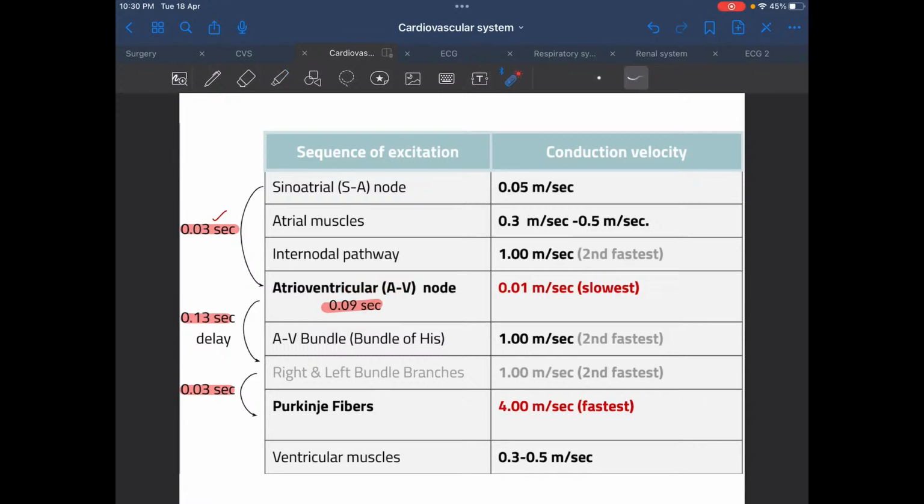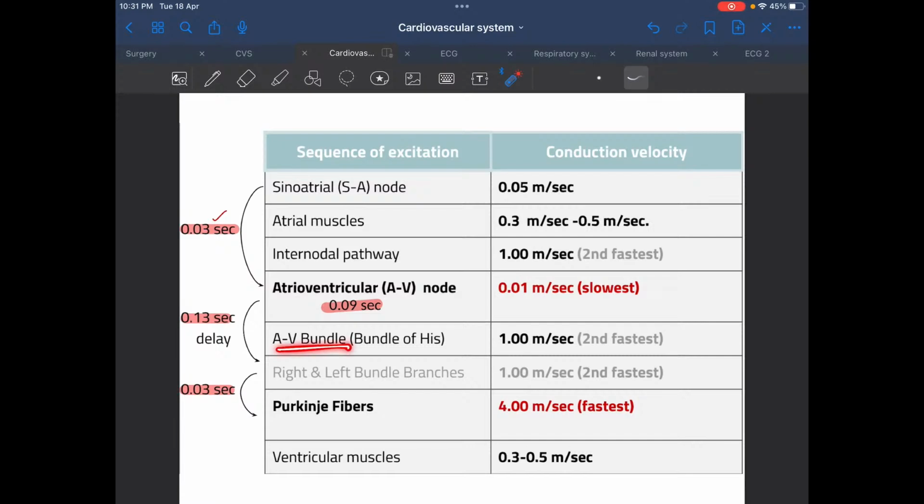What next? From the AV node to the AV bundle, it takes about another 0.04 seconds. Okay? So what is the total amount? That is 0.09 seconds plus 0.04 seconds, so it makes about 0.13 seconds. And if I count it from the SA node to the AV bundle, then I can say it is at 0.16 seconds. Okay? So the total time elapsed so far is 0.16 seconds.